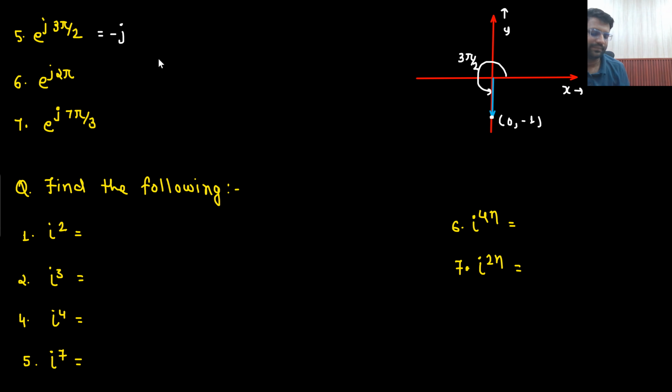Minus j. Okay. There is another way of representing this number. What would be the other way? Sir, if this is making an angle of 3 pi by 2 with positive x-axis, then it is making an angle of pi by 2 with the positive x-axis in the clockwise direction. Is that correct? No, sir. If I am taking the angle in the clockwise direction, then I need to put a negative sign. So e to the power j 3 pi by 2 could be written as e to the power j minus pi by 2. Is that understandable to you?